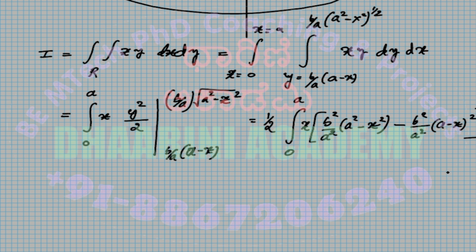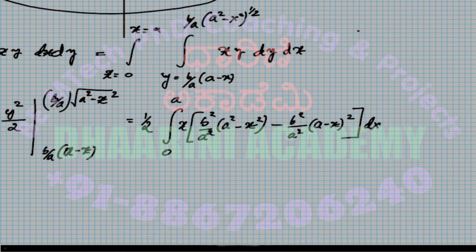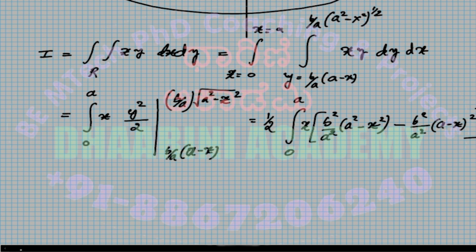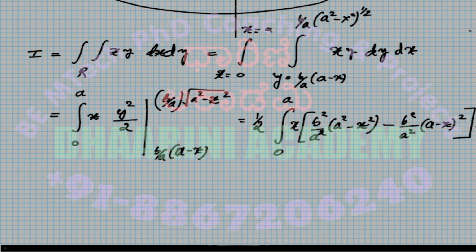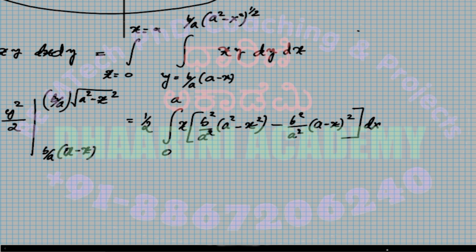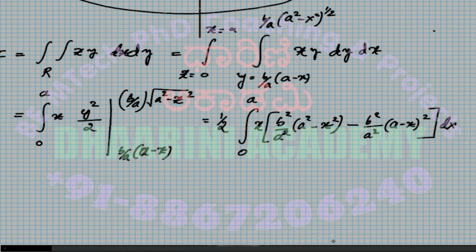into dx. So I think you cannot see. I'll slightly move outside. Okay, now just check. Okay, so this is the complete integral. After integrating with respect to the x, sorry, y, dx is there. Is it okay? All right.